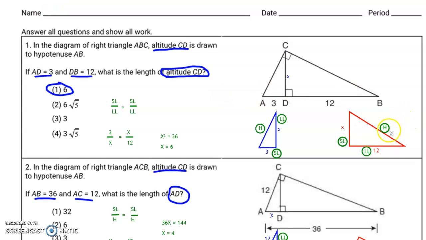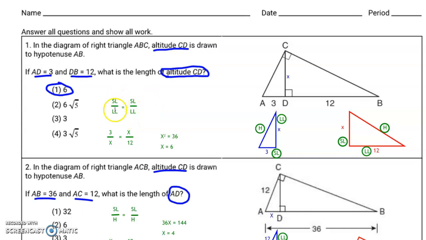For example, in this case, I don't have the hypotenuse of this triangle, I don't have the hypotenuse of this triangle, but I do have a long leg for both of these triangles and a short leg for both of these triangles. LL is long leg, SL is short leg, and you'll see I do that throughout the course of the video. I can see that short leg and long leg for each triangle is labeled, so I'm going to set up a proportion being short leg over long leg equals short leg over long leg. Then I substitute the information.